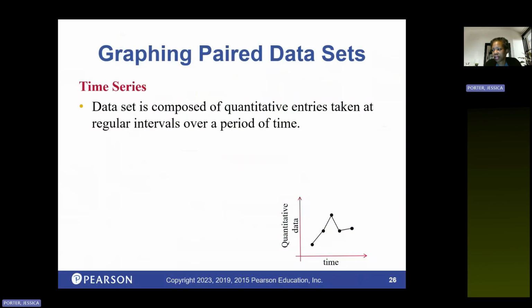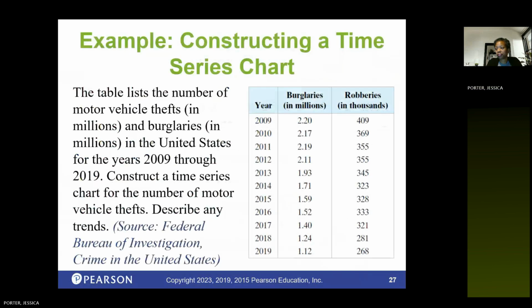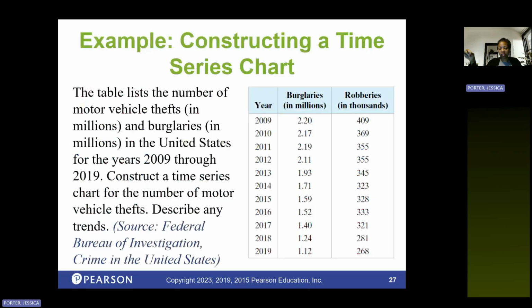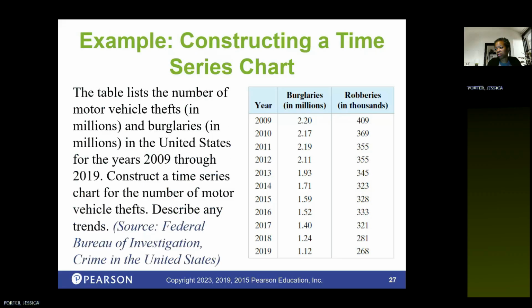All right, so a time series is going to be a data set that's composed of quantitative entries taken at regular intervals or over a period of time. And then you can see there's a little graph down at the bottom right. That's what a time series chart is going to look like. They've given us years on the left, and then they've given us burglaries and robberies. So which one are we going to chart here? We're going to construct a time series chart for the number of motor vehicle thefts. Describe any trends. It says motor vehicle thefts.